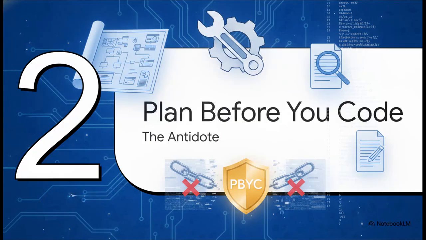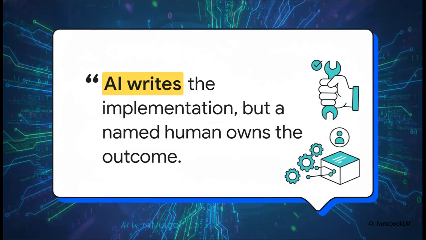Which brings us to the antidote, Section 2. Plan before you code. This right here is the philosophical heart of our explainer. There's a quote from the source that just hits the nail on the head. AI does the work by default. The AI may write 100% of the implementation, but a named human owns the outcome.